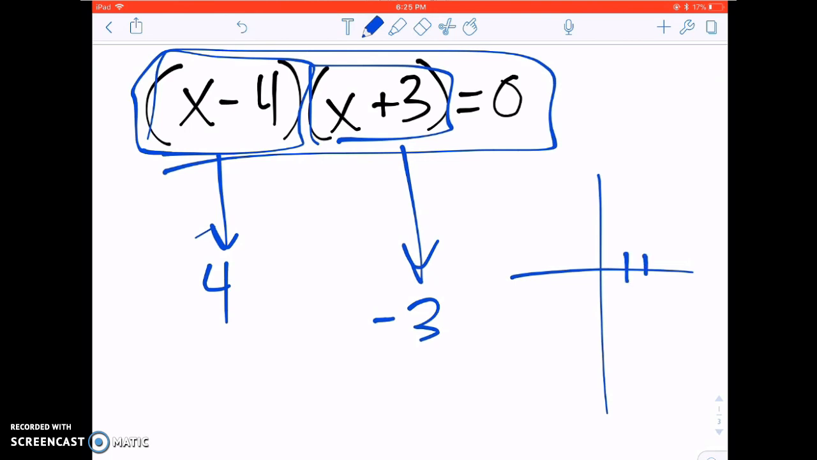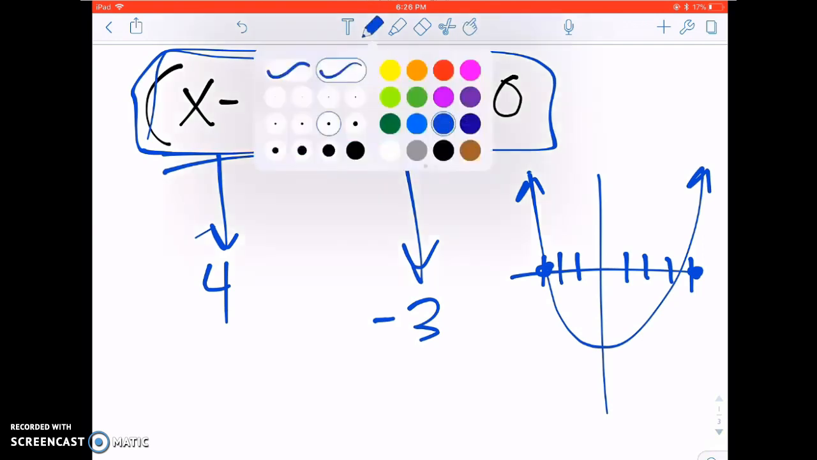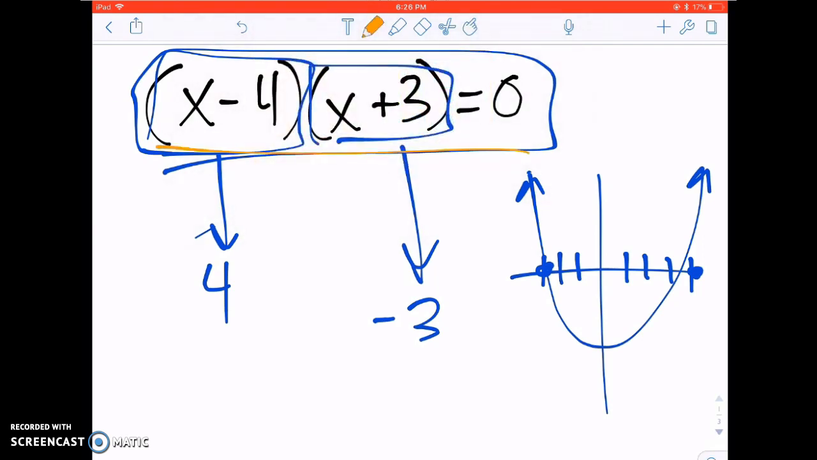So on my graph, I have a 0 at 4 and a 0 at -3. My graph's going to look something like that. Cool? Hopefully you're good with that. That was the first part of this lesson. It's really nice when they give you an equation that looks like that and you can just fly.